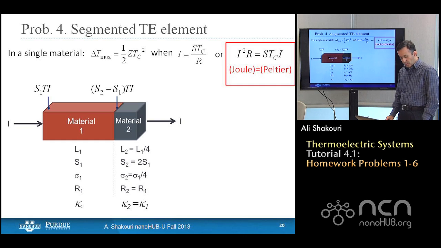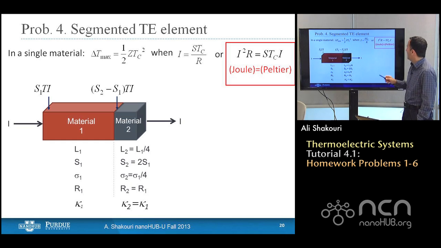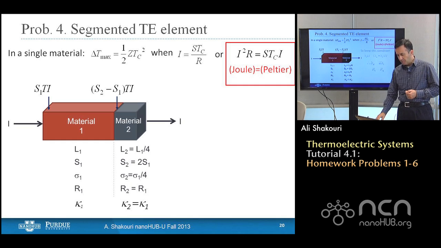Now let's look at the next problem, problem 4, which had to do with a segmented thermoelectric element. In this lecture, you saw that in a single material, delta T max is 1/2 ZT_C square at this optimum current. And at this optimum current, I square R and S T_C I cancel. Basically, Joule and Peltier effect cancel. And of course, that's what gives you maximum cooling.